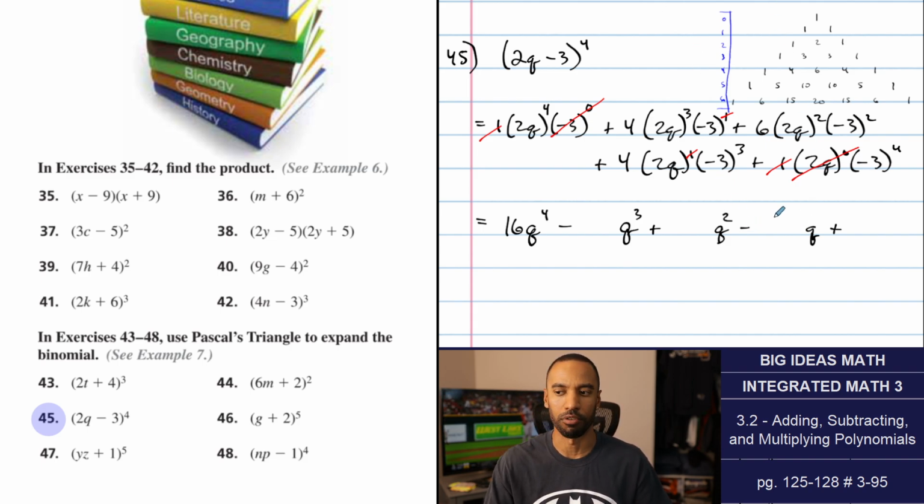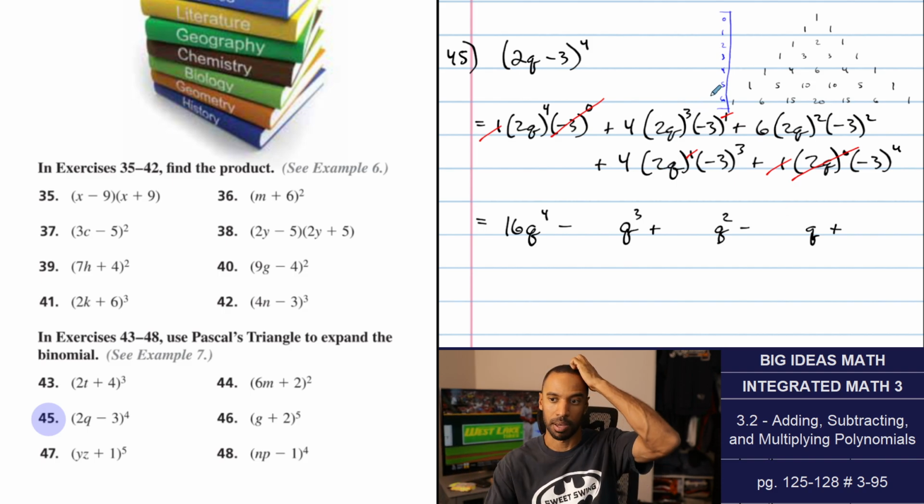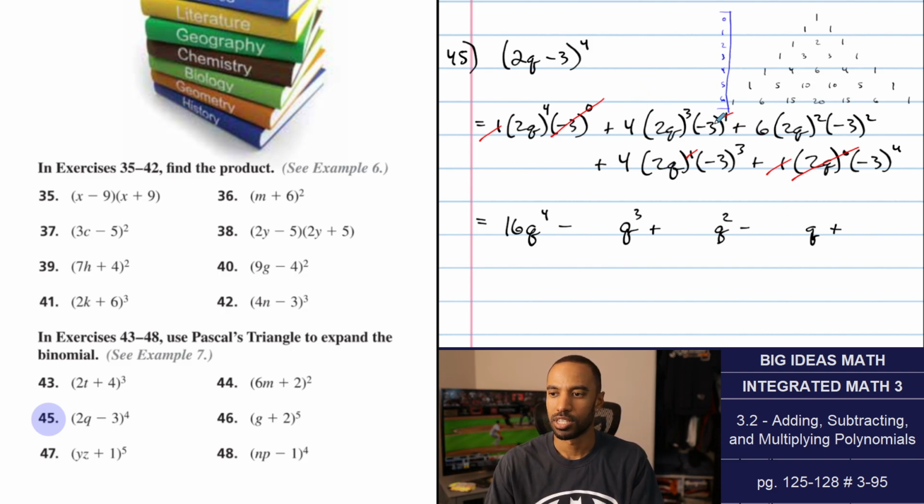So you kind of know that that's what's showing up. All that matters to me now are coefficients. I don't even care about the negatives. I know what's going to come up. So I'm looking at 4 times 3, which is 12, times 2 cubed, 8, is 96. So 96 q cubed there.